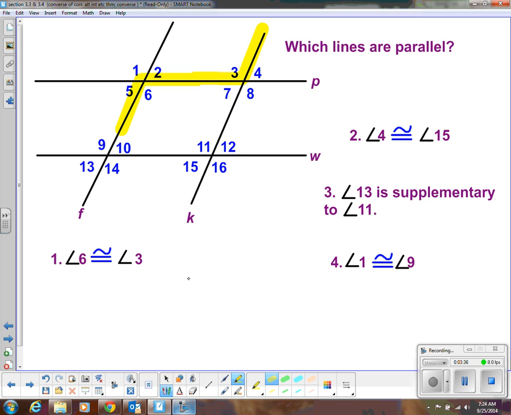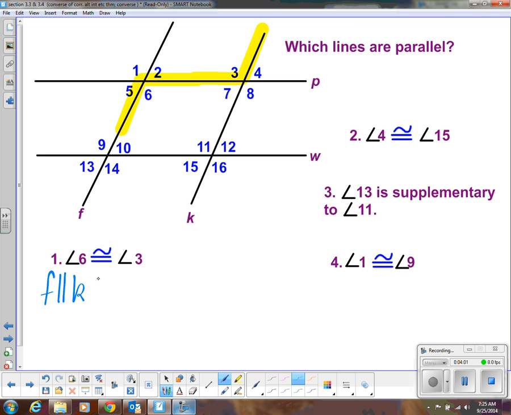One line's a transversal. The other 2 are the parallels. Anybody want to venture? MJ? F and K. So F is parallel to K. Do you all see that? Do you see that that side is parallel to that side? It's got to be a highlighted side or a trace side or whatever you've done.